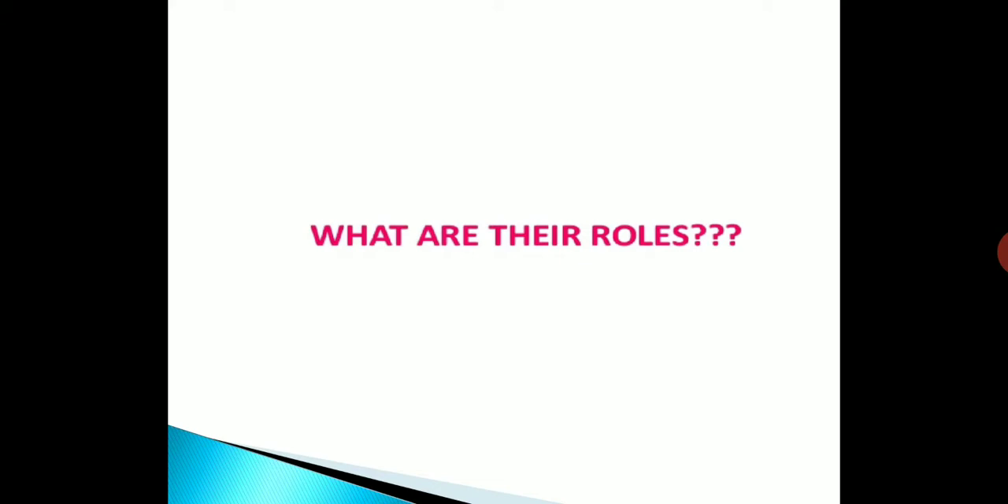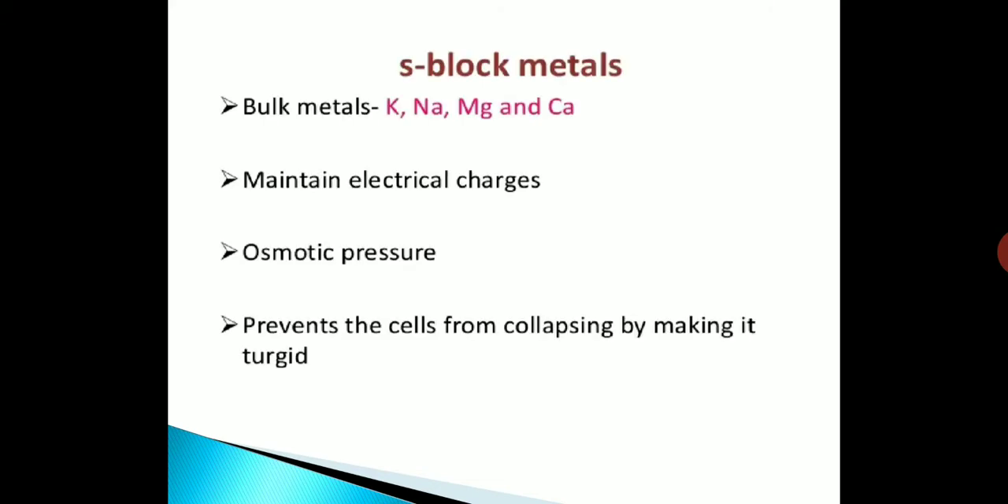Now we have the question, what are their roles? Let us see. The S block metals are bulk metals: sodium, potassium, magnesium and calcium. They maintain electrical charges, osmotic pressure, and they prevent the cell from collapsing by making it turgid.